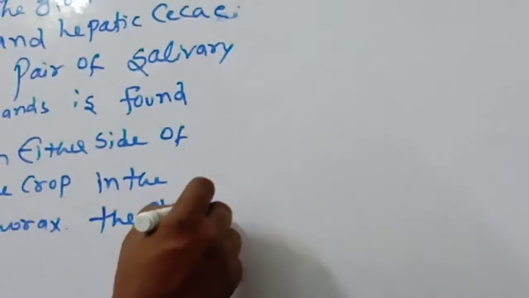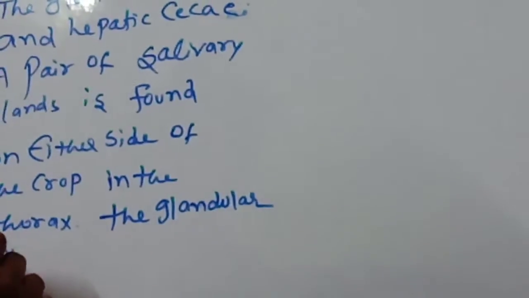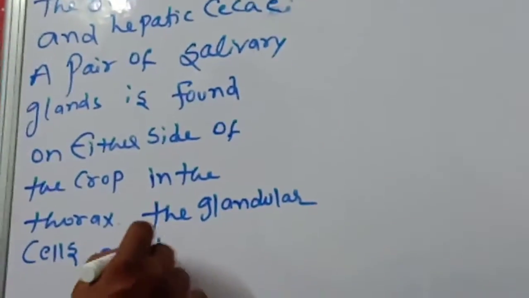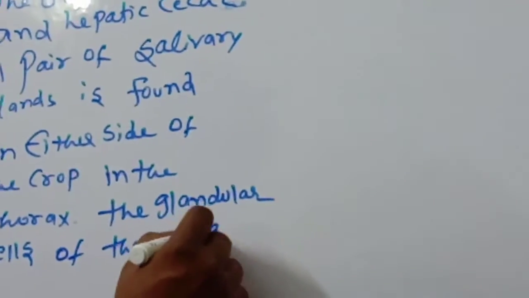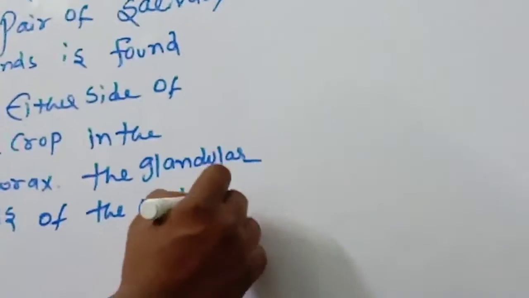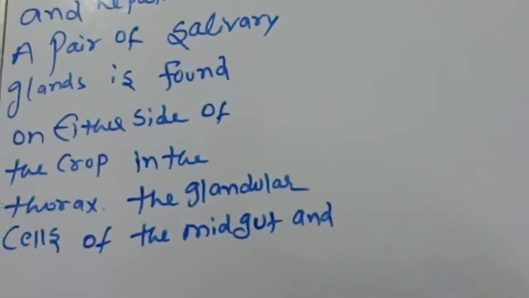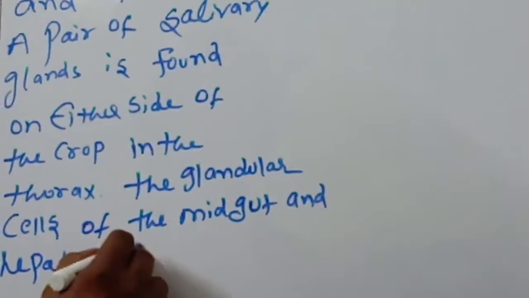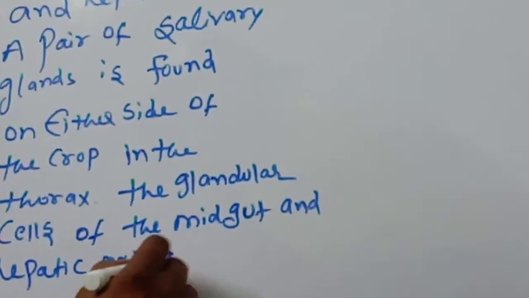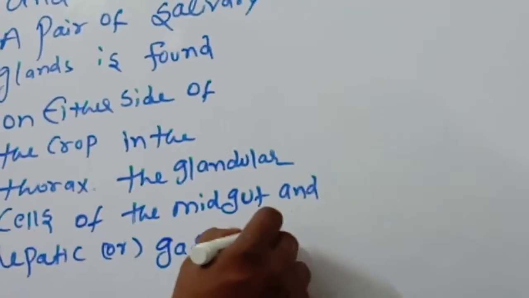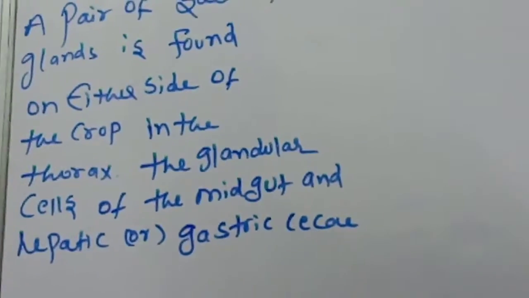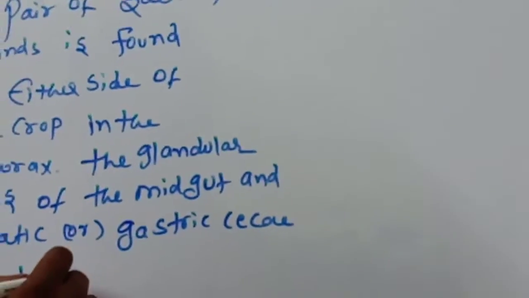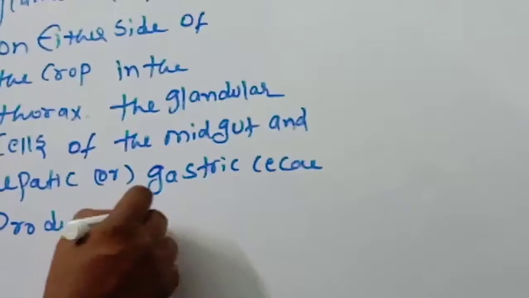The glandular cells of the midgut and the hepatic or gastric caeca produce digestive juices.